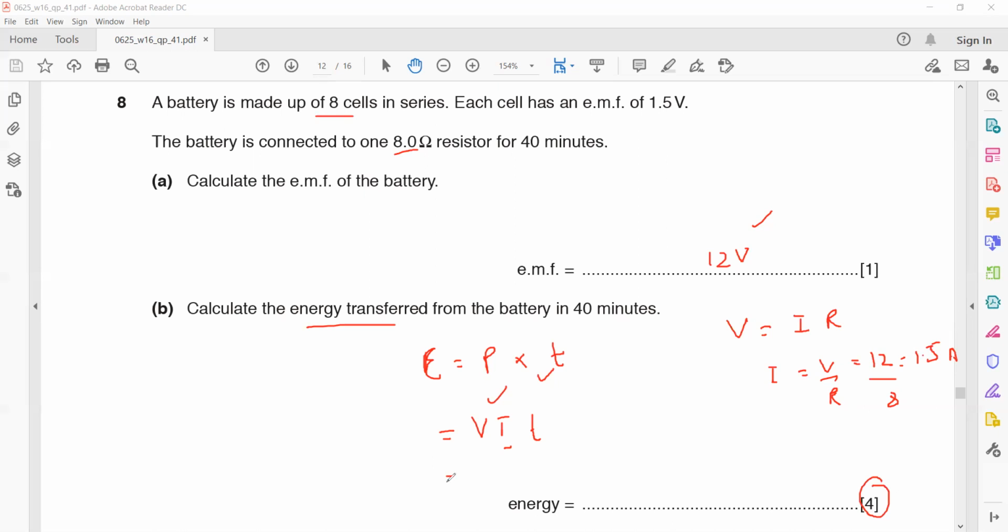Now we know the voltage, which is 12. We know the current, that is 1.5. And the time, but the time is in minutes. It should always be in seconds. So it is 40 multiplied by 60. When you multiply all these factors, you will get the answer: 43,200 joules.